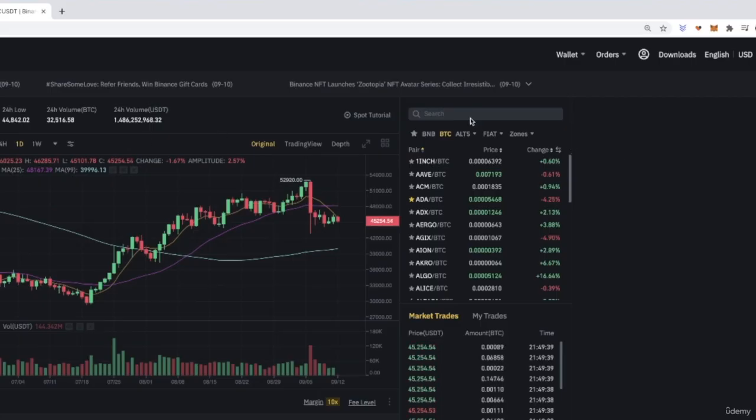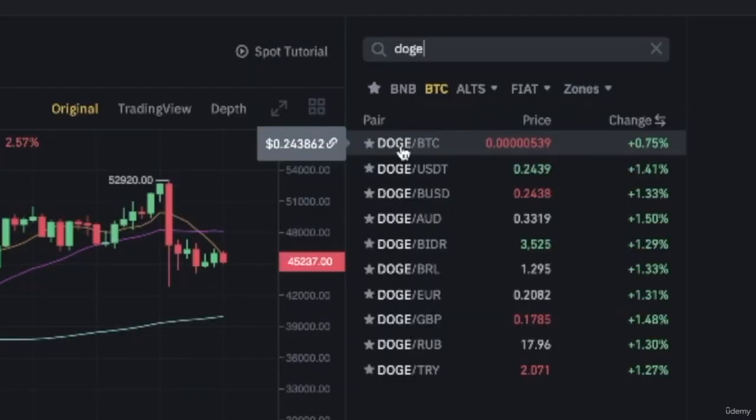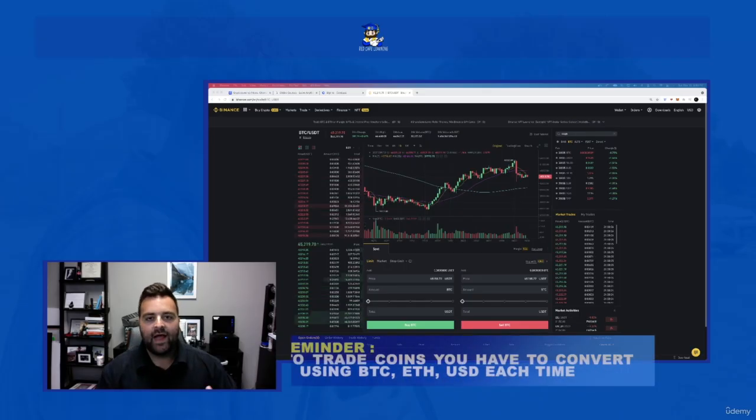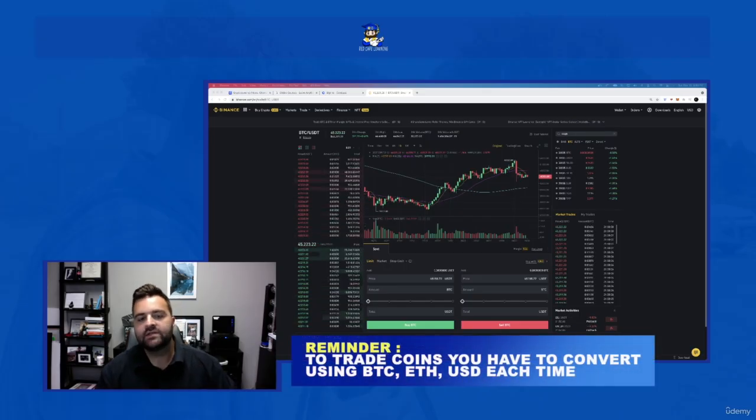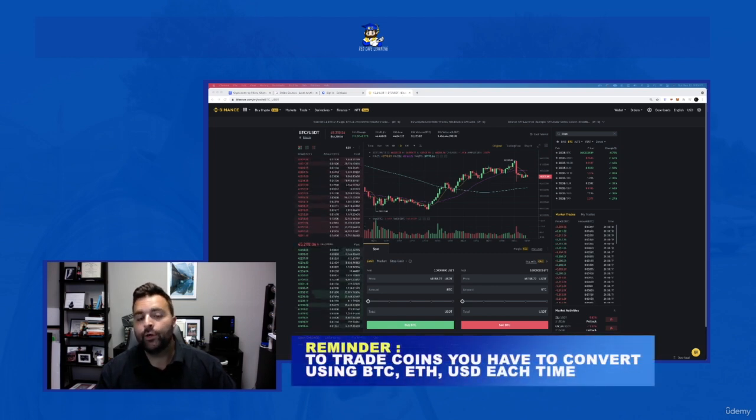So what you're going to do is type in Doge, BTC or USD or BUSD. So we're going to convert Doge to BTC or Ethereum. Typically you have what is known as stable coins. So that's going to be something that's pegged to the US dollar. So instead of converting your coins to dollars, you would convert, for example, to USDC or USDT or Bitcoin or Ethereum. So that's going to be your on and off ramp for converting your coin.